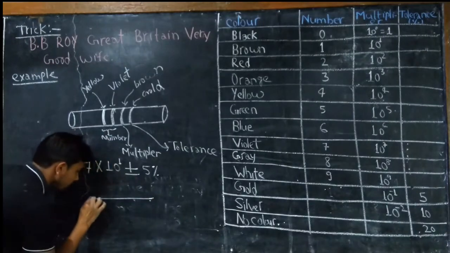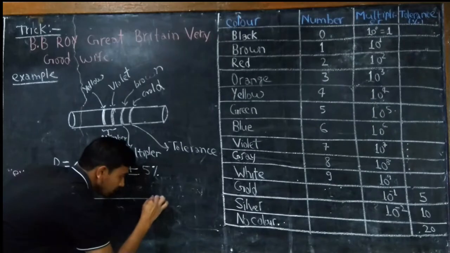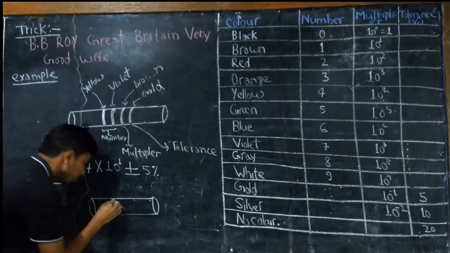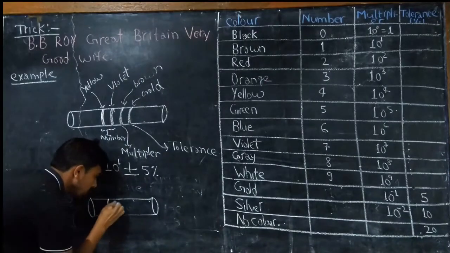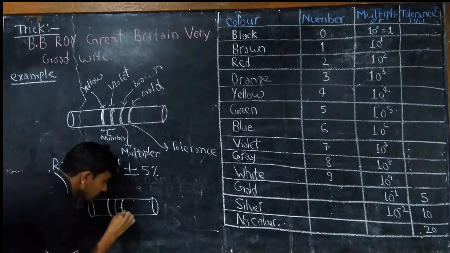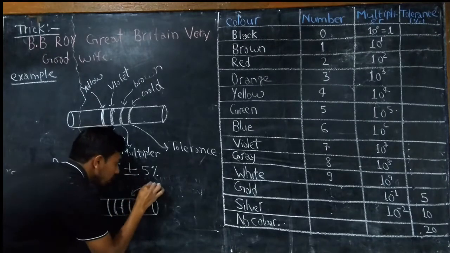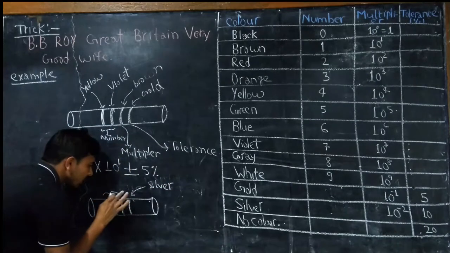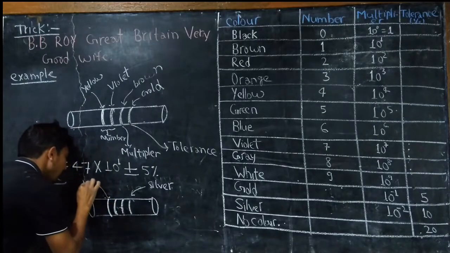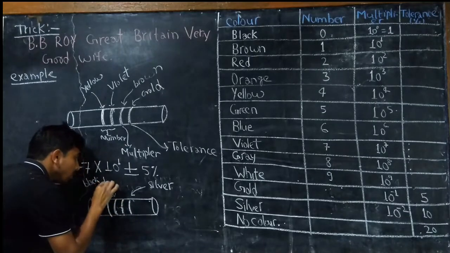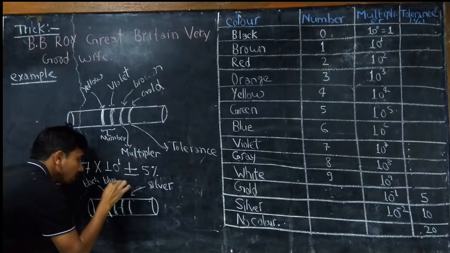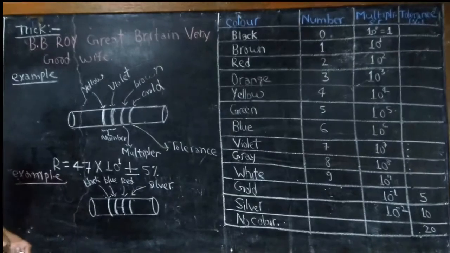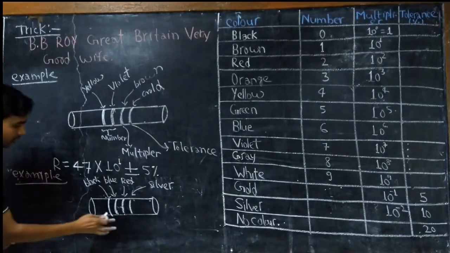So again, see, this is your resistor, and this resistor is painted with again 4 bands. 1, 2, 3, 4. Sorry, last one is silver. I'm taking any random color, and this one is your black, blue, and this is your red. So different colors are given, and we are going to calculate the resistance of the resistor.